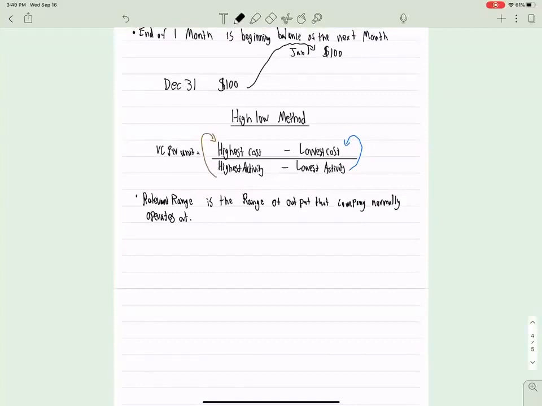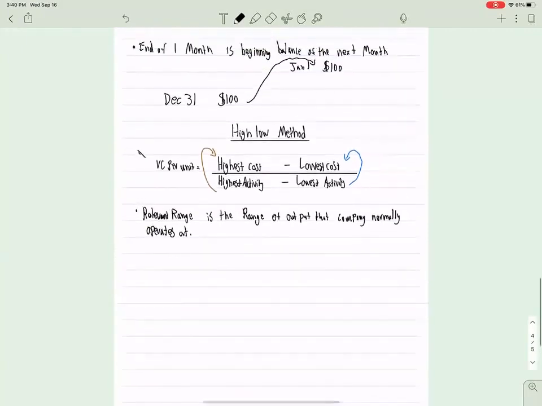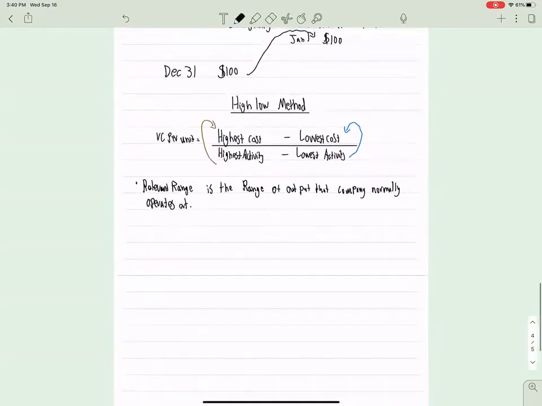Okay, let's say we're making shoes. Okay, we're making Yeezys. Let's say we've calculated the variable cost per unit as $5. What I want you guys to realize is, for that $5, let's actually give the range first. Let's just say the normal capacity we operate at is between 10,000 and 20,000 pairs of shoes. And in that range we calculated our variable cost is $5 per shoe.